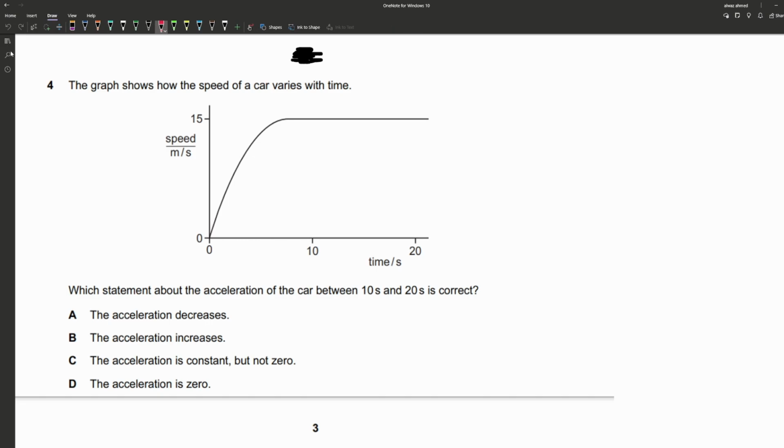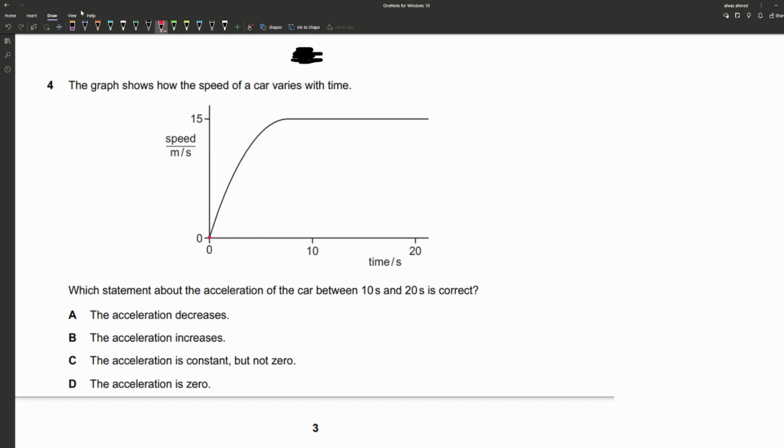Which statement about the acceleration of the car between 10 seconds and 20 seconds is correct? Okay, so first let's try to understand what this graph is representing. So we've got a car which is starting from rest, as we can see, because at time 0 the speed is 0.